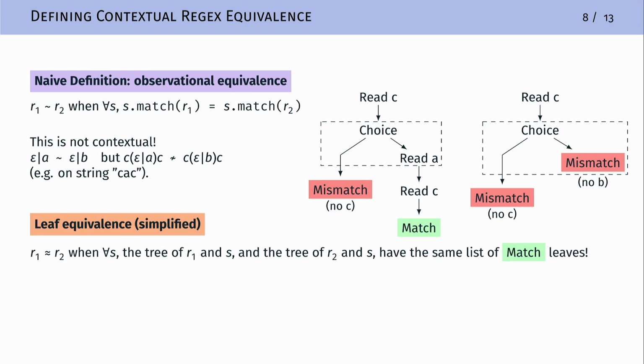Again, this is very simplified. You can actually remove some leaves, but this is the main idea. And we can then prove that this is actually contextual. And so if you have two subregexes that are equivalent using that notion, then even in a bigger context, they will be equivalent. And this allows you to reason locally about subregexes.